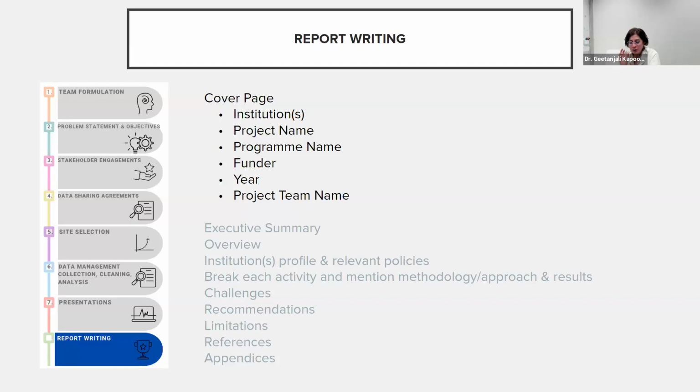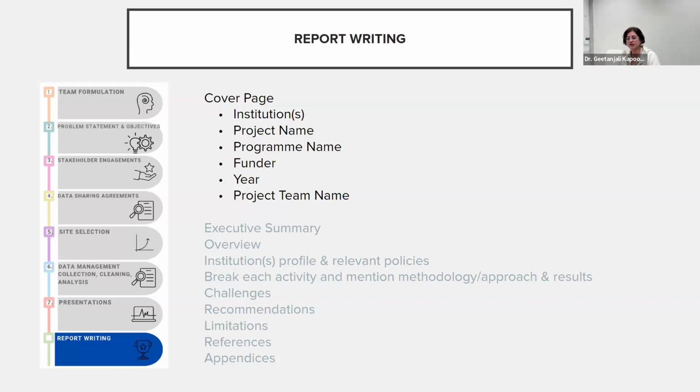Who is the funder? It's always good to acknowledge the funder on your cover page, for example, this was funded by XYZ funder or philanthropy, and the year, when you have actually published or are putting forth that particular report. The cover page also has your project team's name, which is sometimes a little different from the project name. So what's your team's name?